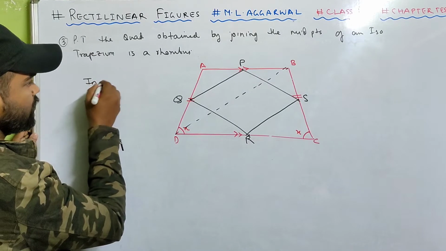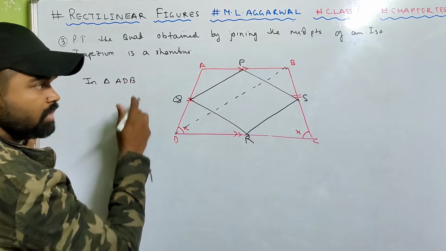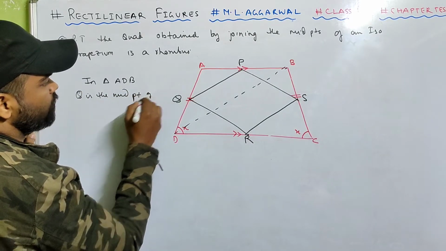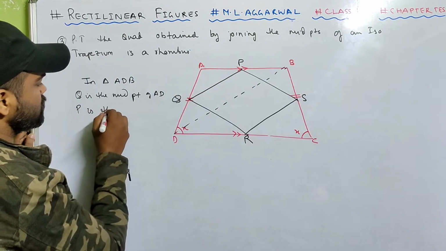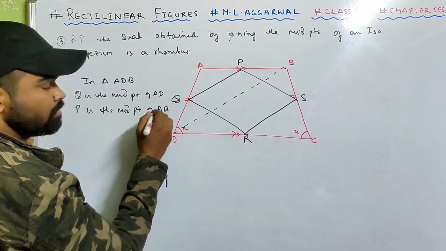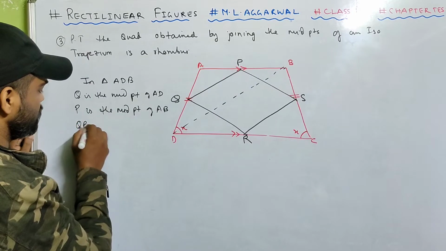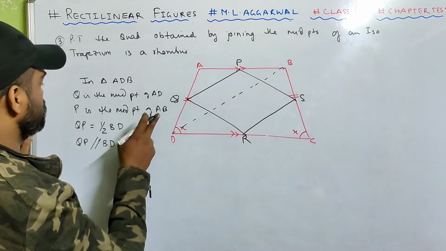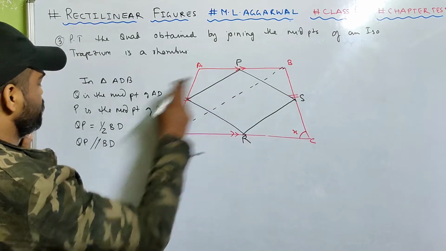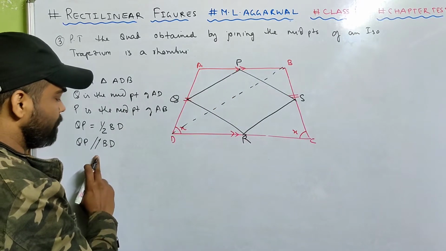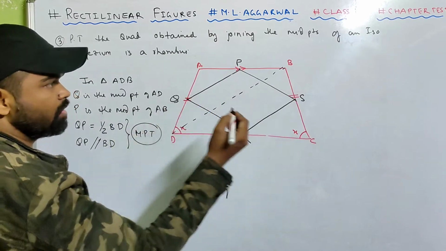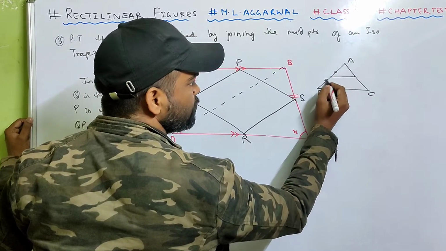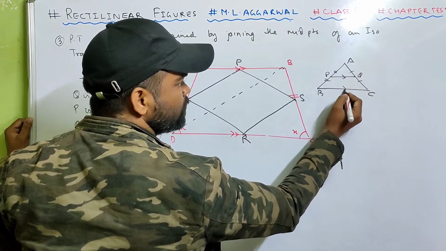Now look carefully, in triangle ADB, Q is the midpoint of AD and P is the midpoint of AB. So by midpoint theorem we can say that QP is equal to half BD and QP is parallel to BD. Yes or no? This is your midpoint theorem. Remember, if this is the triangle ABC and this is the midpoint, this is the midpoint, you join it, then this PQ will be parallel to BC as well as half of BC.